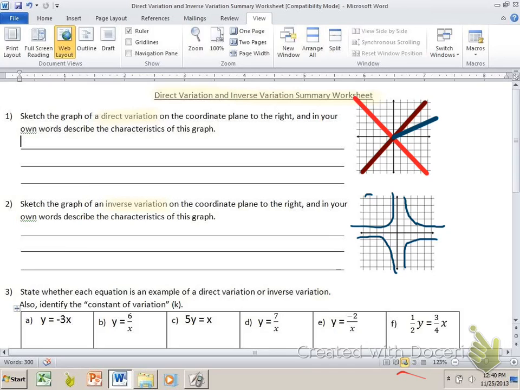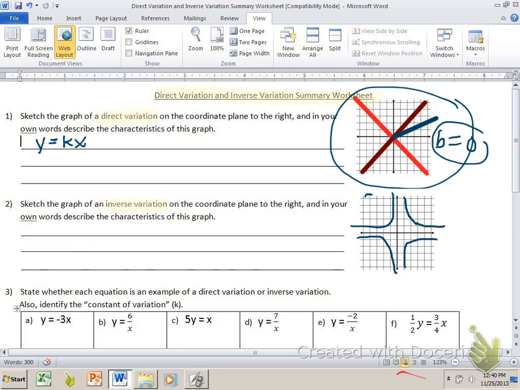Now let's compare the equations. Now if you take a look at the direct variation, you see that's a diagonal line, so you know it falls into the y equals mx plus b type of equation, but the b for every direct variation has to be 0 because it goes to the origin. So your equation of a direct variation will always be y is equal to kx, which is really the same as saying y is equal to mx. So in other words, the slope is the k, called the constant of variation.